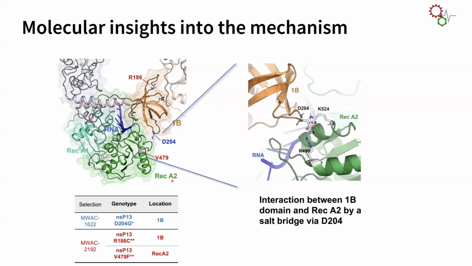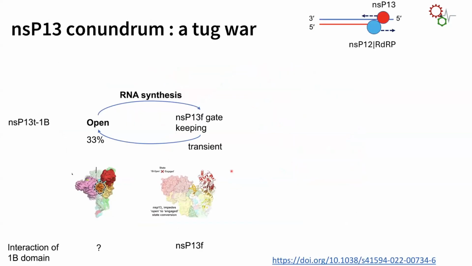One interesting fact about this 204 is that it is engaged in a salt bridge between the 1B domain and the RecA2 domain. So if you have a mutation in this aspartic acid to glycine, you may not see this type of salt bridge. So we currently think that this mutation allows the 1B domain to be more slippery, so it has some sort of effect on the binding of the compounds. That's our current hypothesis.